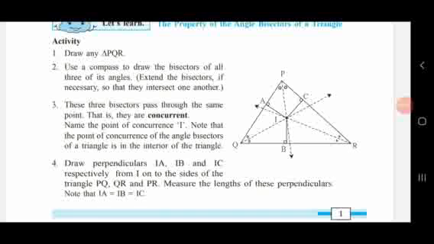If you will measure the lengths of IA, IB and IC, you will get to know that these three lengths are equal. This is the property of angle bisectors of triangle.